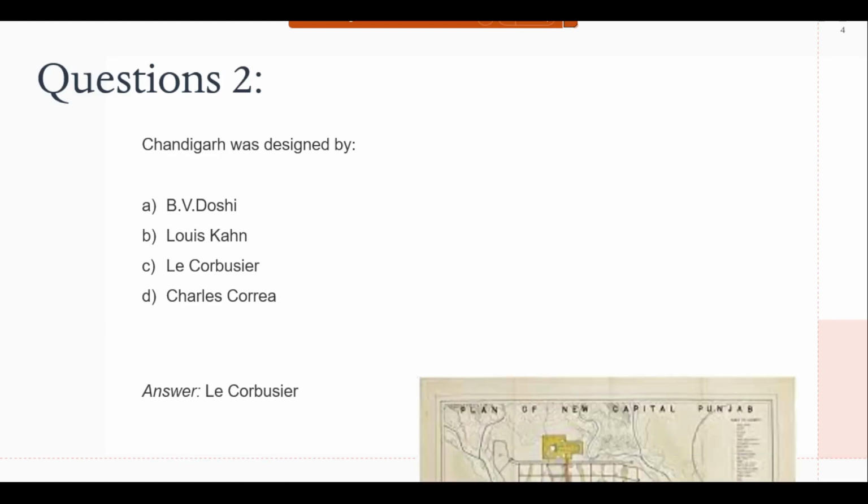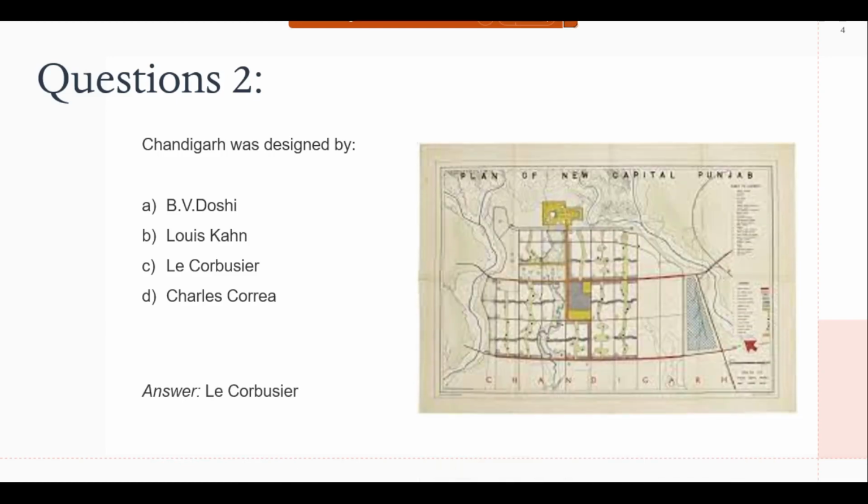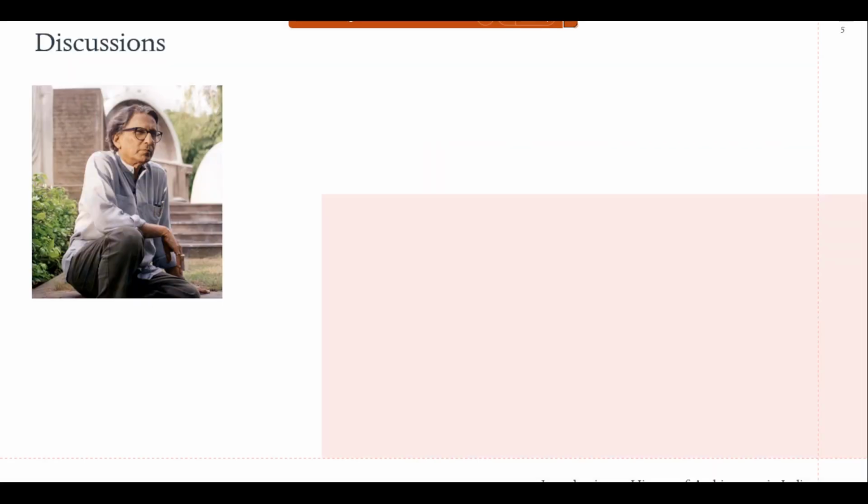So this is the map of Chandigarh. It was based on the gridiron pattern. This is the plan of the new capital of Punjab, which is now the joint capital of Punjab and Haryana. This Chandigarh was designed by Le Corbusier.